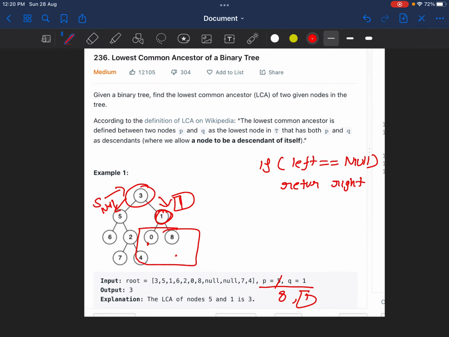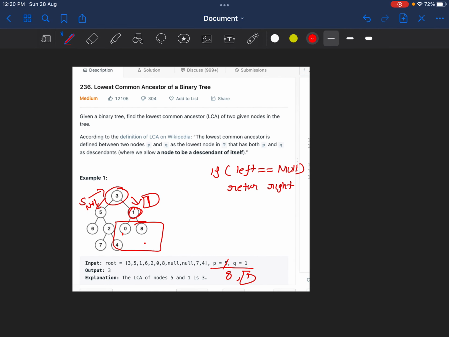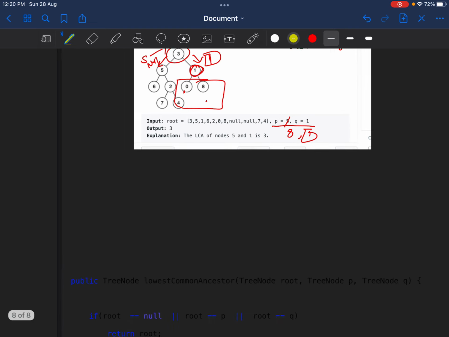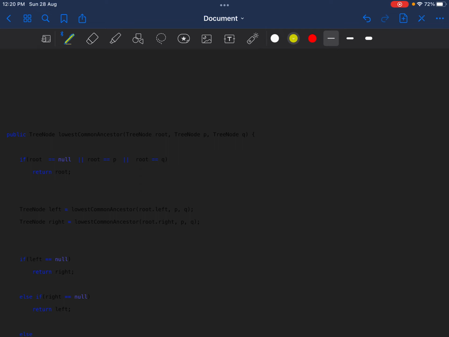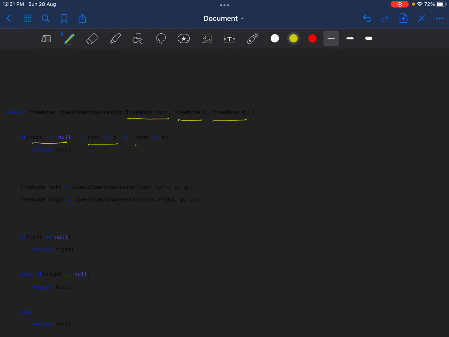So how does our code look, I will tell you this one. Our code looks like this. So in the function you have been given 3 things. One is a root, one is p, and one is q. So what exactly is the base case? The base case would be if your root equal to null, or your root equal to p, or your root equal to q, then you directly return that particular root.